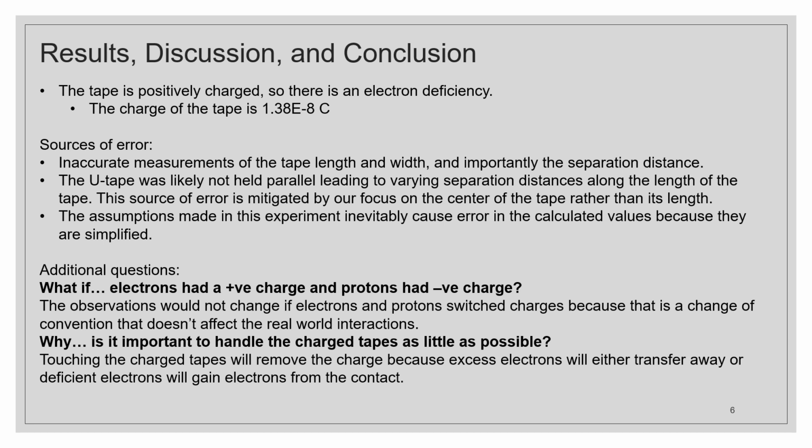As for the sources of error in this experiment, inaccurate measurements of the tape length and width, and importantly, the separation distance. The U-tape was also likely not held parallel, leading to varying separation distances along the length of the tape, but this source of error is mitigated by our focus on the center of the tape rather than its length. Lastly, the assumptions made in this experiment inevitably cause error in the calculated values because they are simplified.